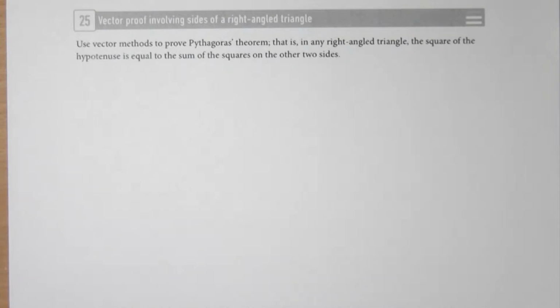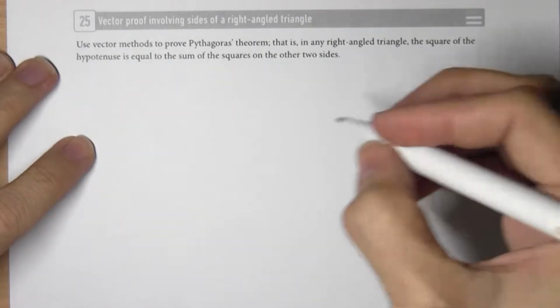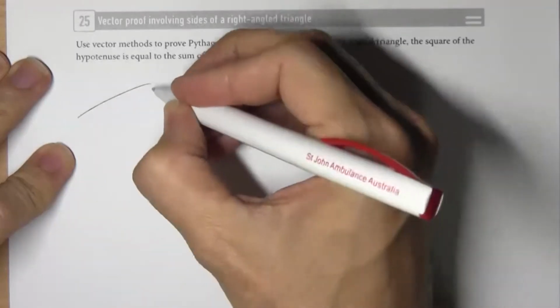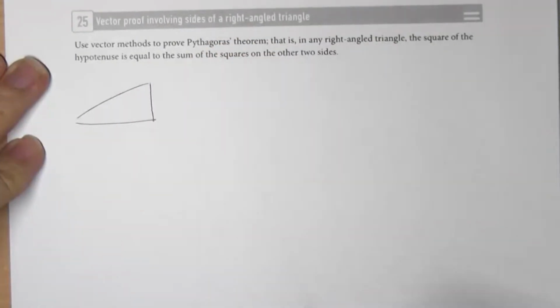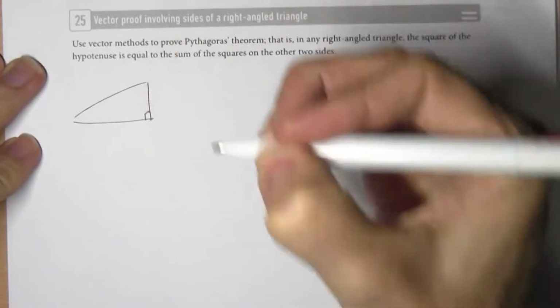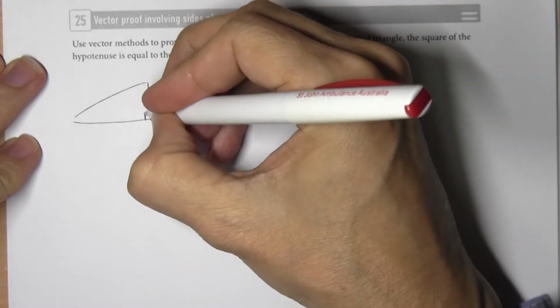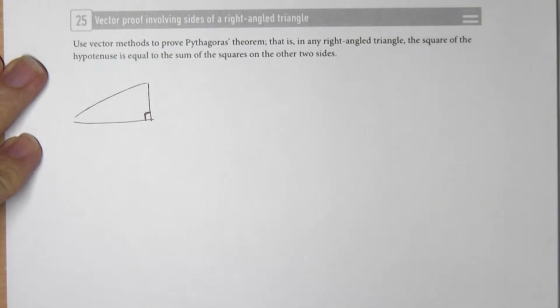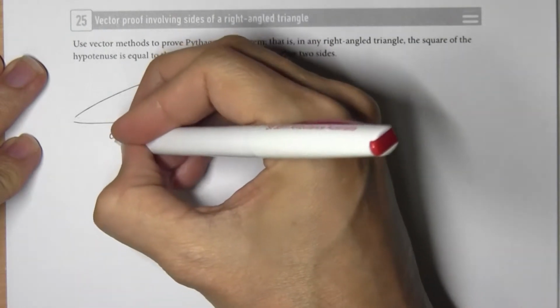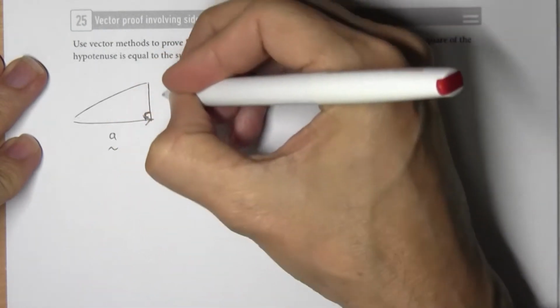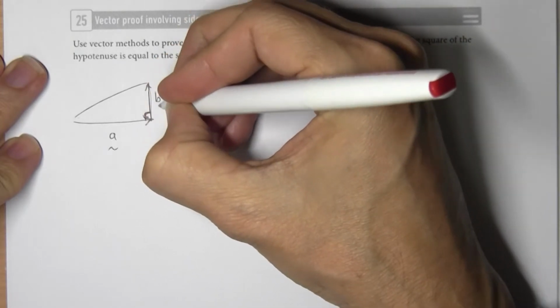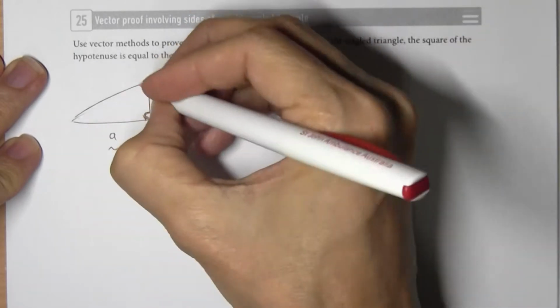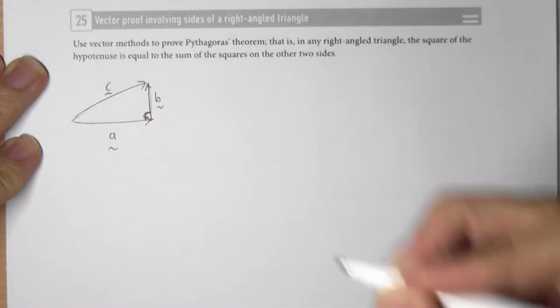So now we're going to use vector methods to prove Pythagoras' theorem. Let's start, as usual, by drawing a diagram. Here I need a right angle triangle. Oops, that's a right angle. That didn't look like a right angle sign, did it? Right angle. Now, I'm going to label these sides as vectors. This one's A, this one going upwards is B, and this one over here is C.